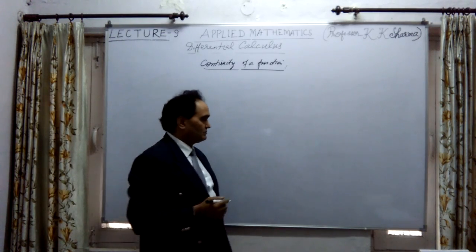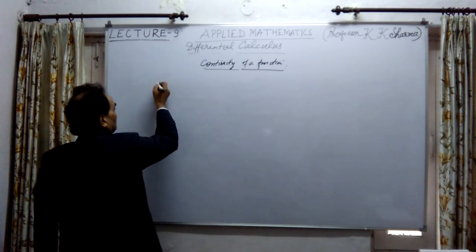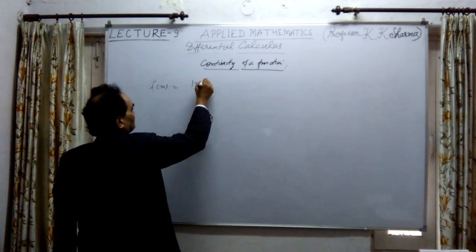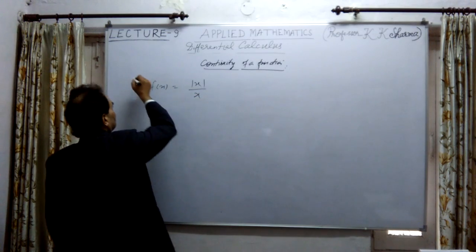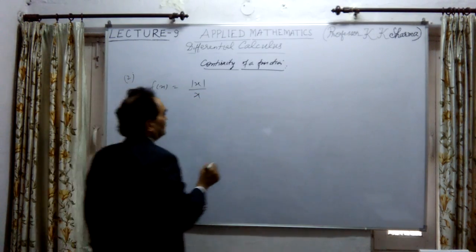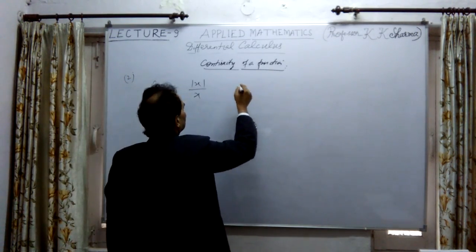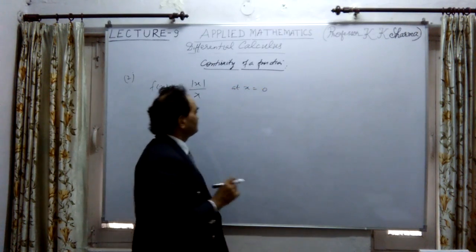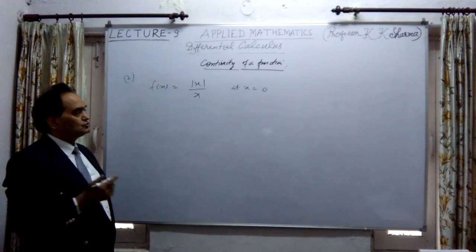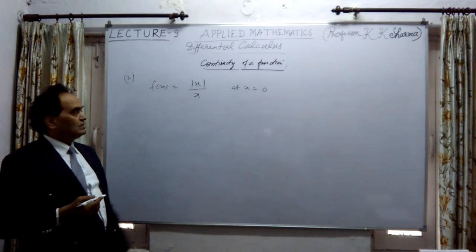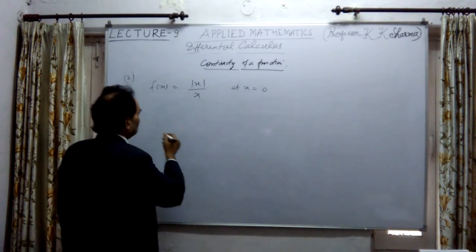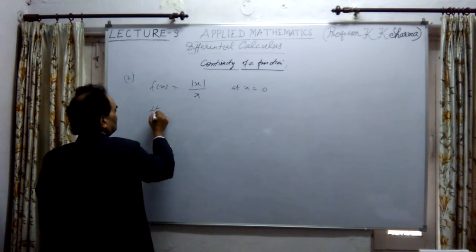Okay, so let me take some more examples. Now, define whether this function f(x) equal to |x|/x, this is the second question now. Define if it is continuous or discontinuous at x equal to 0. Correct, at x equal to 0, what are the left limit, right limit? Is function continuous or discontinuous? Let me solve it.